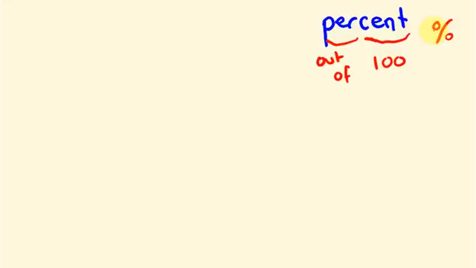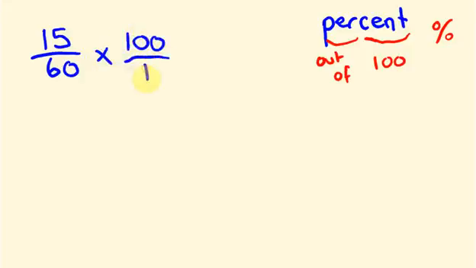So, let's say, for example, we want to work out what 15 out of 60 is as a percentage. Now, the easiest way of doing this is, first off, this means 15 divided by 60. I think some people get thrown by this line here. What we do is we take this number here and we times it by 100 over 1. And this is how we change it into a percentage.